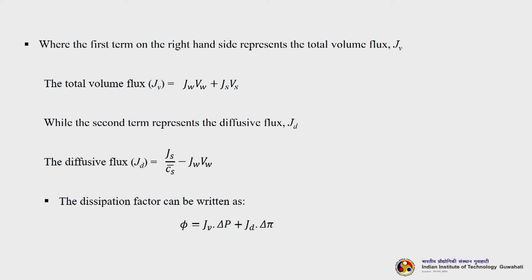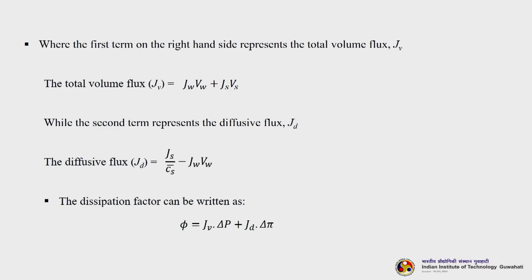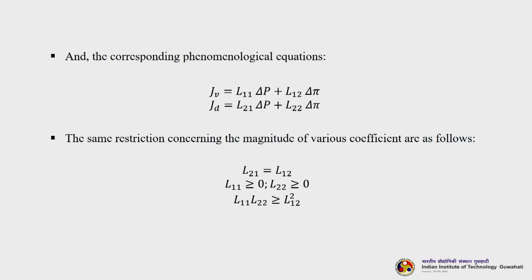The first term represents the total volume flux Jv. So, total volume flux Jv equals Jw Vw plus Js Vs, while the second term represents the diffusive flux, Jd. The diffusive flux is Js by Cs minus Jw Vw. Now, the dissipation function can thus be written in terms of the total volume flux as well as the diffusive flux: phi equals Jv delta P plus Jd delta pi. So, the corresponding phenomenological equations will be Jv equals L11 delta P plus L12 delta pi and Jd equals L21 delta P plus L22 delta pi.